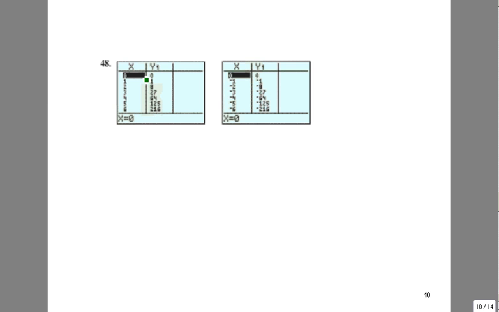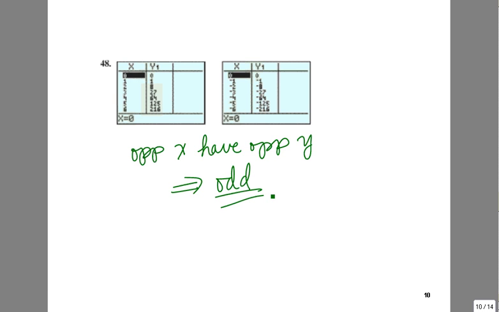Now this was to use the graphing calculator tables to determine if the function is even or odd, so really kind of practicing that. So what you're looking at is this: how do the y values compare for opposite values of x? So when the x values are opposite, what is true about the y values? At 1 and negative 1, the y values are opposite, right? At 2 and negative 2, my y values are opposite. At 3 and negative 3, my y values are opposite. So since opposite x have opposite y values, this means that this function is an odd function.